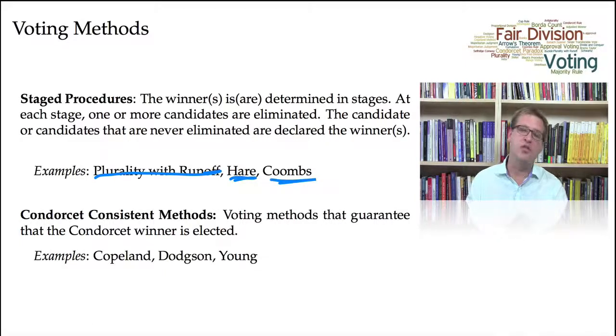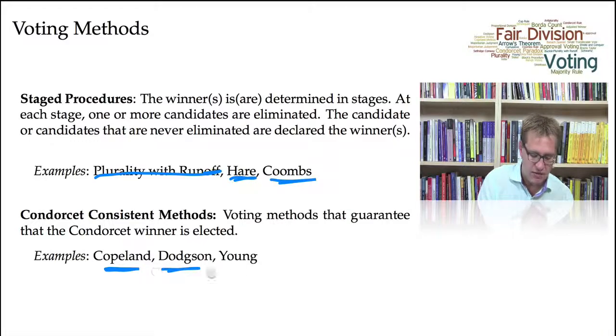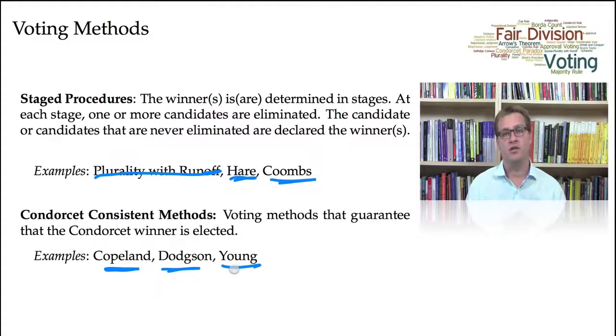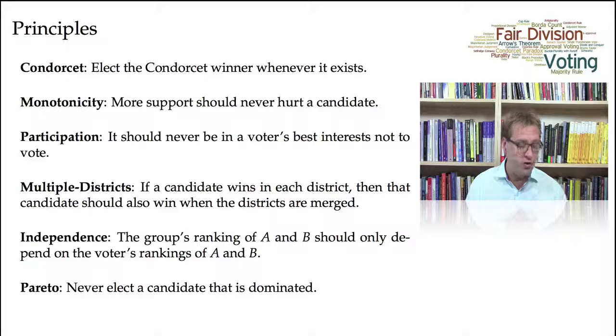And finally, we have the so-called Condorcet consistent methods. These are simply methods that guarantee that a Condorcet winner is elected. Of course, we know that Condorcet winners don't always exist, so the different methods differ in who they elect in situations in which a Condorcet winner doesn't actually exist. Examples of methods that fall into this category are the Copeland rule, Dodgson rule, or the Young system, or the Young rule.